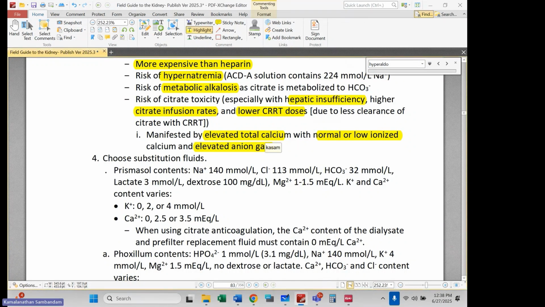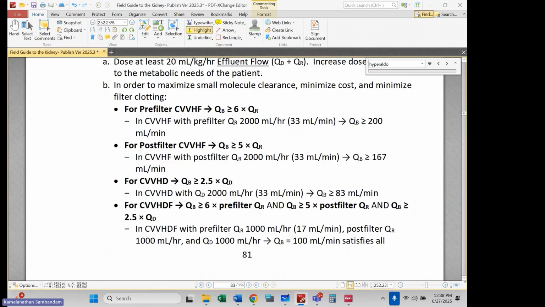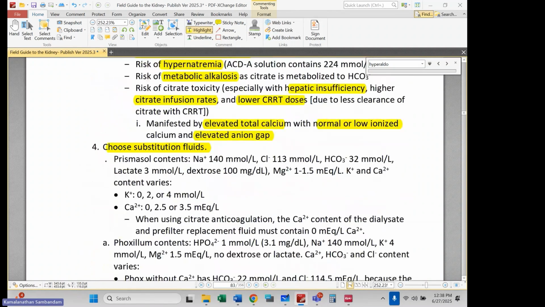In more profound states of citrate toxicity, your anion gap can actually go up. Why is that? Well, the net charge of calcium 2 plus and citrate 3 minus is 1 minus. And so you can start elevating your anion gap as well with calcium citrate accumulation. Okay.